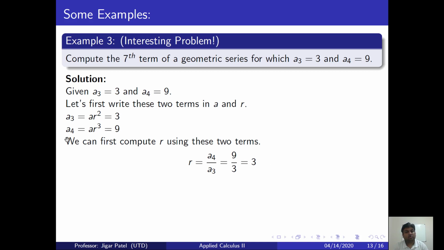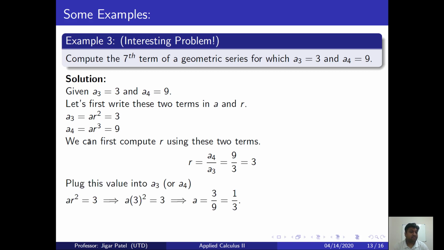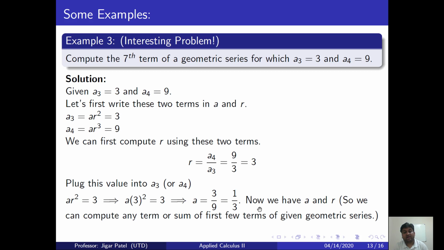Plug this r value either in a3 or in a4 and solve for a. Look, I plug r equal to 3 into a3. I end up getting a equal to 1 over 3. So I got my a value. Now we have a and r, and we can easily compute the 7th term. The 7th term is a r to the 6, which is 1/3 times 3 to the 6. I really get 3 to the 5 there, which is 243.